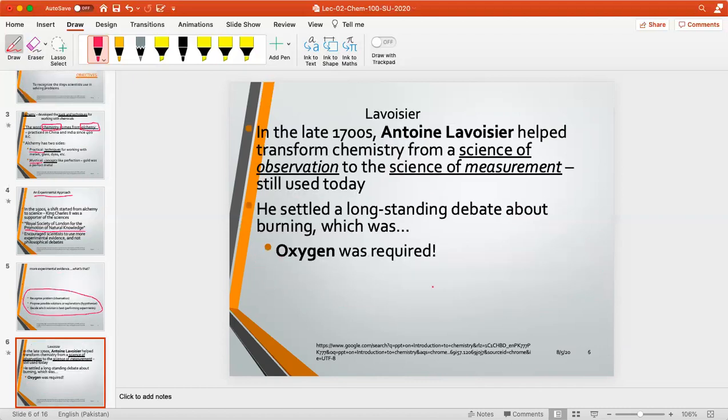Lavoisier was a great scientist, a chemist of the 1700s, the 17th century. He did very good work. He helped transform chemistry from a science of observation to a science of measurements. And this science of measurement is still used today.